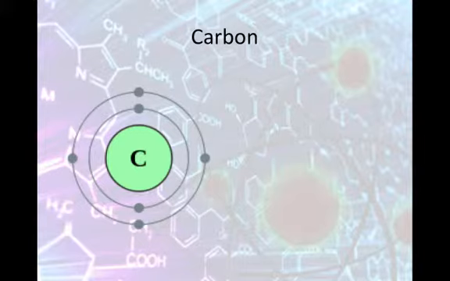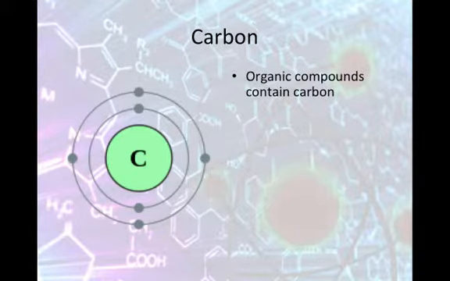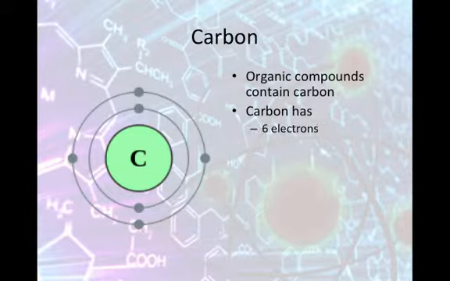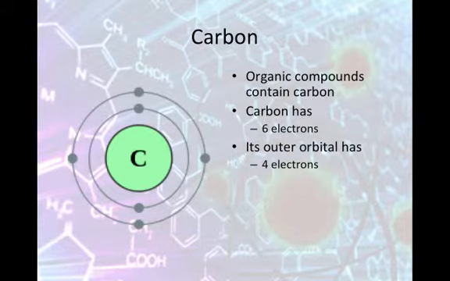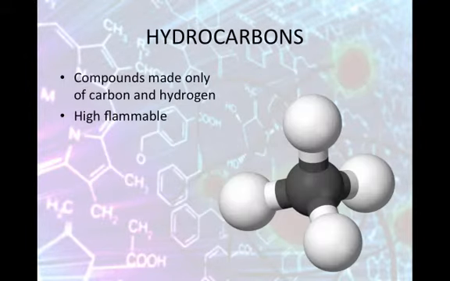Carbon is another very special element in biology and in nature. Anything that contains carbon and that is produced by a cell is considered organic. Carbon has 6 electrons. The outer shell has 4 electrons. Carbon makes 4 covalent bonds with other atoms. Hydrocarbons are compounds made only of carbon and hydrogen. They are highly flammable. This is methane, which is the simplest hydrocarbon. It has 1 carbon and 4 hydrogens, CH4.